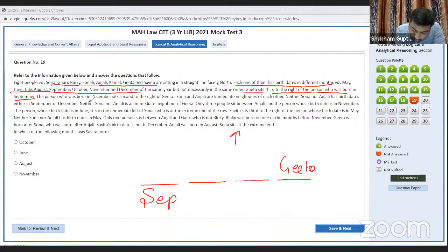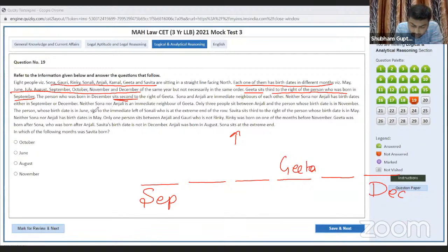Now the person who was born in December sits second to the right of Geeta. So I have marked December here. What I am doing is writing all the months in the denominator, and in the numerator I am writing the name of the person. Is it correct? That is what I am doing here.